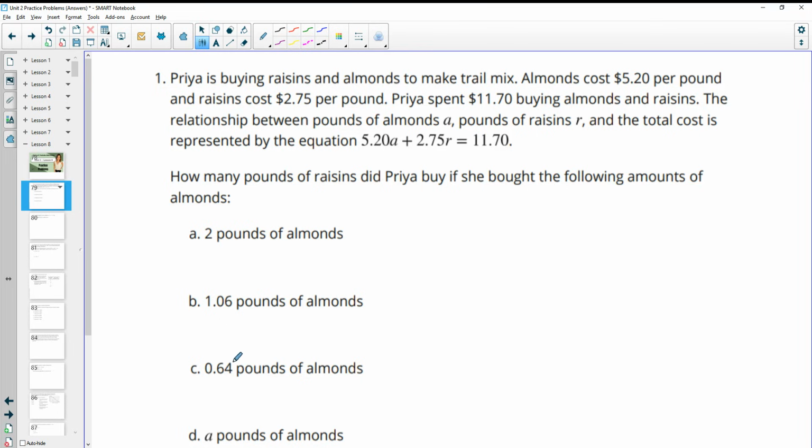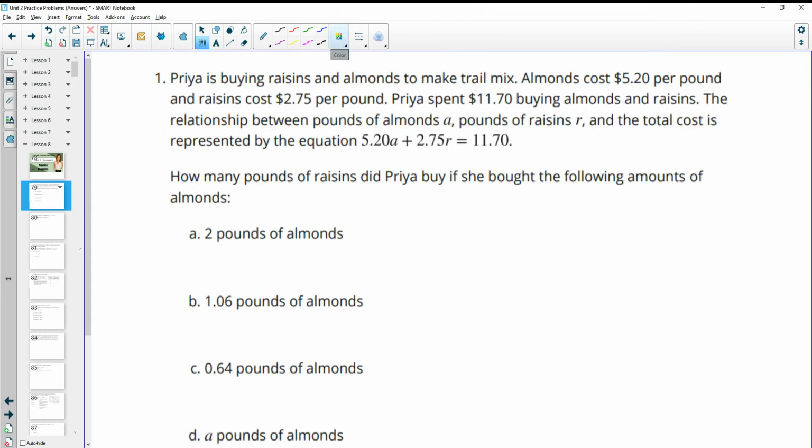Number 1 tells us that Priya is buying raisins and almonds to make trail mix. The almonds cost $5.20 per pound, and the raisins cost $2.75 per pound. Priya spent $11.70 buying almonds and raisins. The relationship between pounds of almonds, which they're calling A, and pounds of raisins, which they're calling R, and the total cost is represented by this equation.